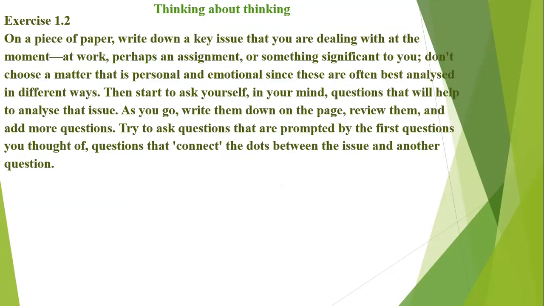Exercise 1.2. On a piece of paper, write down a key issue that you are dealing with at the moment, at work, perhaps an assignment, or something significant to you. Don't choose a matter that is personal and emotional, since these are often best analyzed in different ways. Then start to ask yourself, in your mind, questions that will help to analyze that issue. As you go, write them down on the page, review them, and add more questions. Try to ask questions that are prompted by the first questions you thought of, questions that connect the dots between the issue and another question.